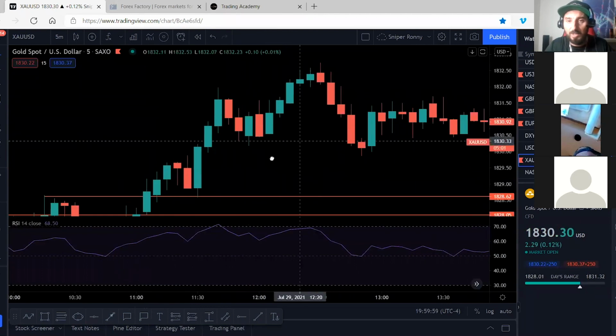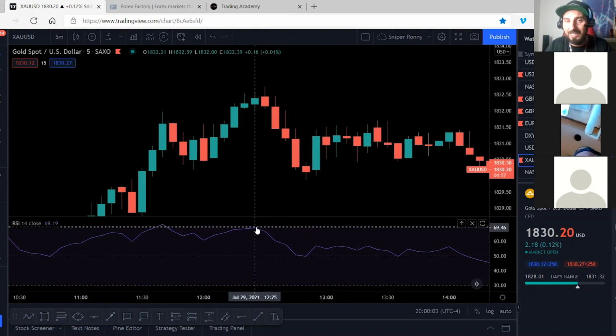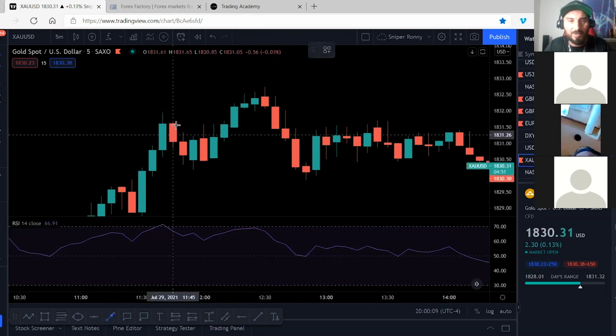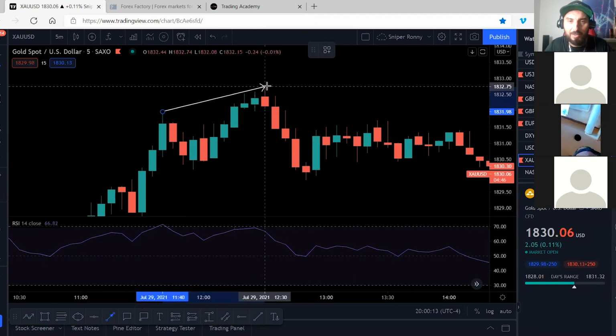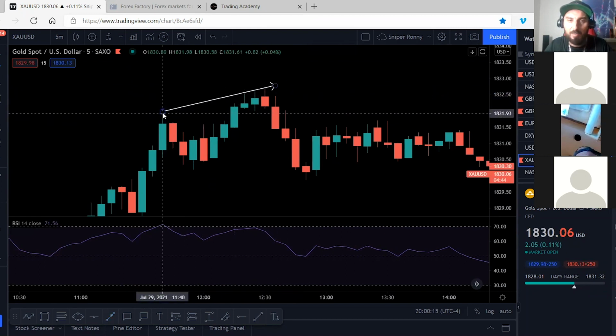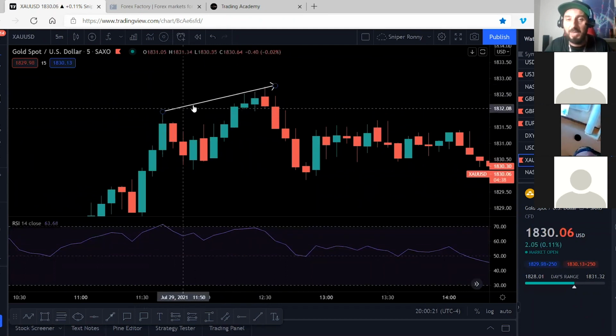When I'm looking at this play coming up, look at our RSI. It's right here at 70. But look what I see here. I don't want to get too advanced with you guys right now, but if you attach this high to that high, you see how price went from 1832 all the way up to 1832.70. So that made a higher high.